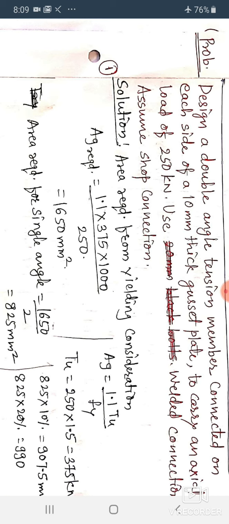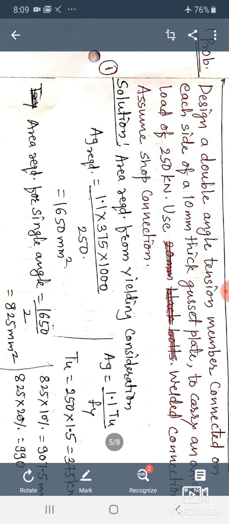Design a double angle tension member connected on each side of a 10 mm thick gusset plate to carry an axial load of 250 kilonewton. Use welded connection. Assume shop connection.